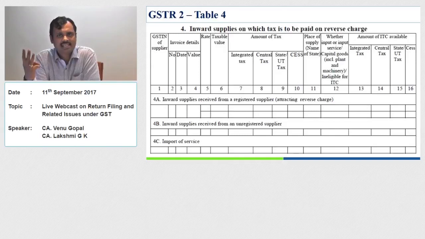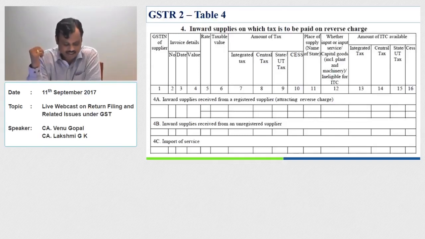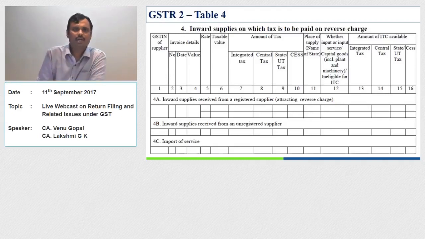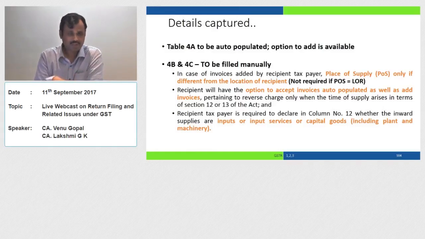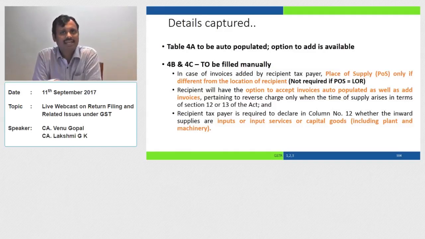In these 3 scenarios, you will have to pay the taxes under reverse charge. So table 4A, 4B and 4C talk about it. Now in terms of reporting, even here it is exactly the same as your table 3, where you will be giving all the supplier-wise details. So you have to report this invoice wise, date wise. Each invoice value has to be reported.